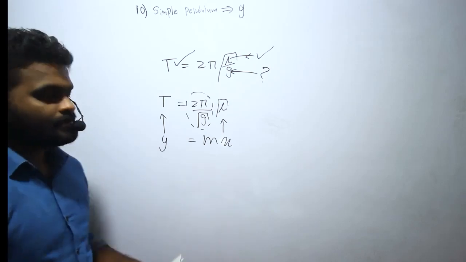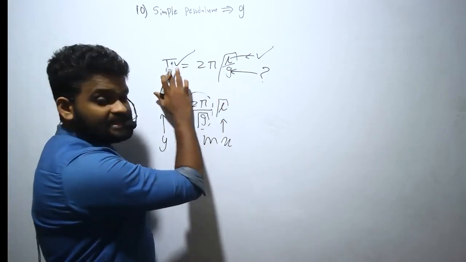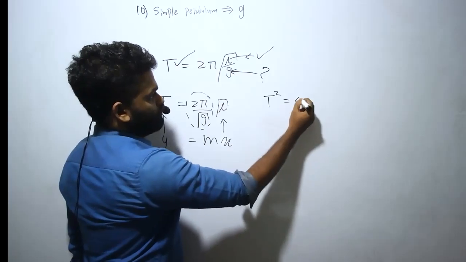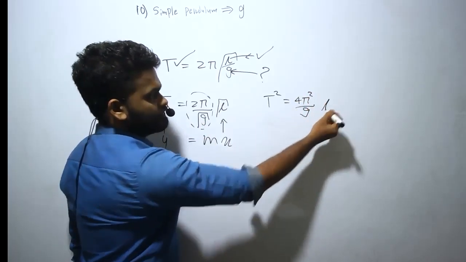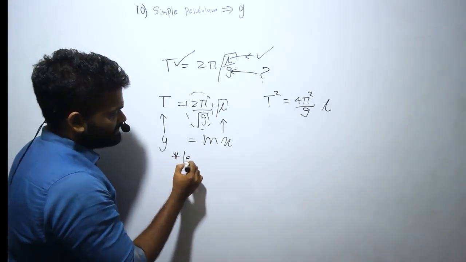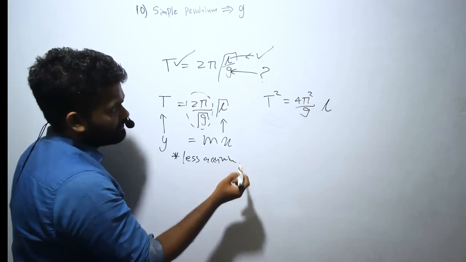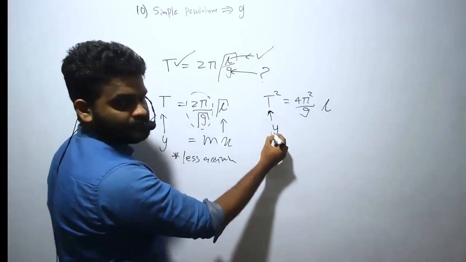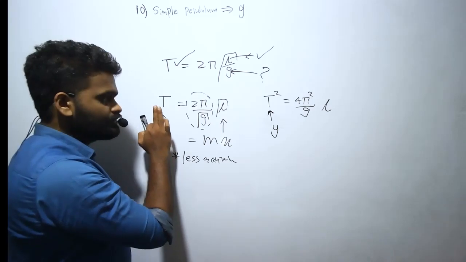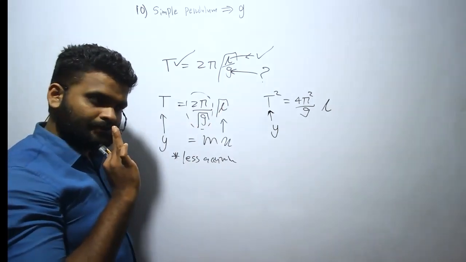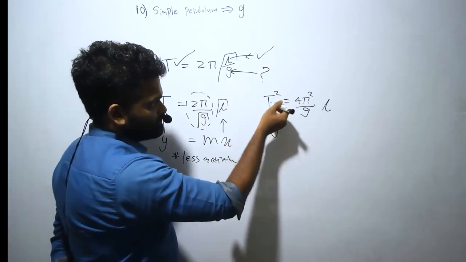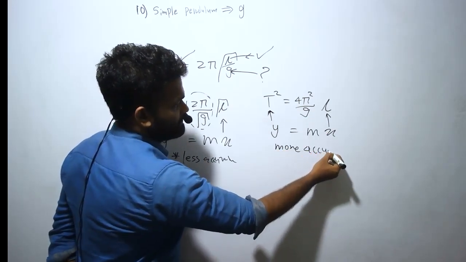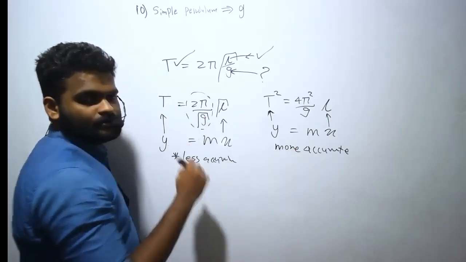The more accurate method is, as in the book, you can see they have squared both sides, right? What do you get when you square this? T squared equals 4 pi squared divided by g, times L. This one is less accurate. This one is more accurate. So we are choosing T squared to be y, not T. Mathematically, we can choose the other one as x and y, but it is less accurate, right? Therefore, we are using T squared as y and L as x. Then the gradient becomes m. So this is more accurate.